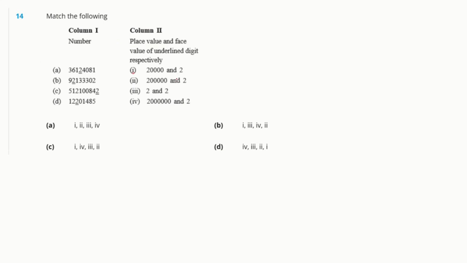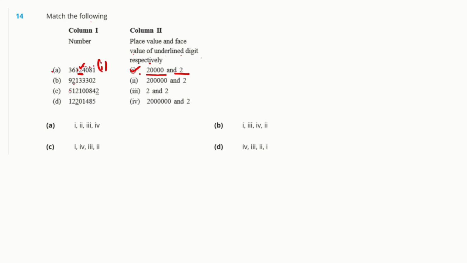Next, question number 14. What's the place value over here? You have to match the column: the number, the place value, and face value of the underlined digit are given in the other column, respectively. So we just have to match them up. Ones, tens, 100, 1000. This is 10,000. That means 10,000 is over here and the face value is 2. Option number 1 for this.